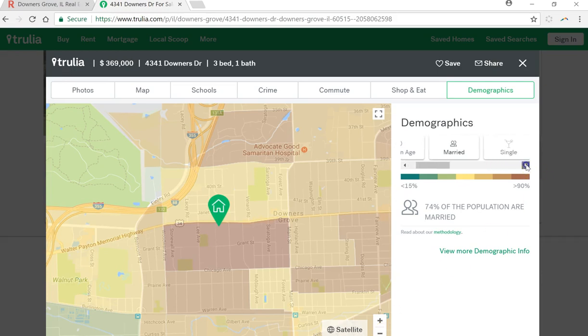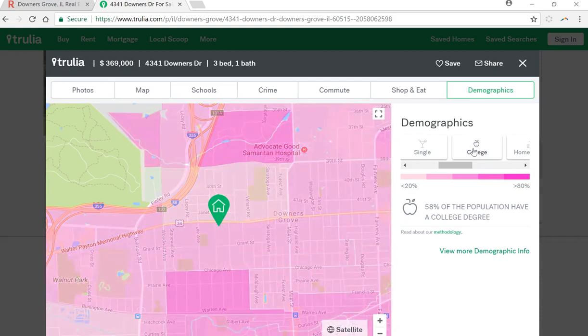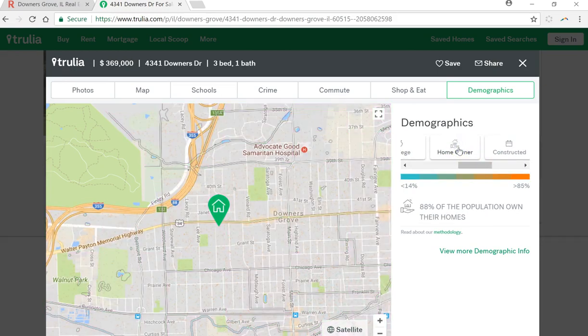This is understanding the demographics. 26% of the population is single, so you may not get a lot of single people purchasing your property. Now, is the person college educated? 58% of the population has a college degree. Now, homeowners. How many individuals are homeowners? A lot of people in the area own their property.